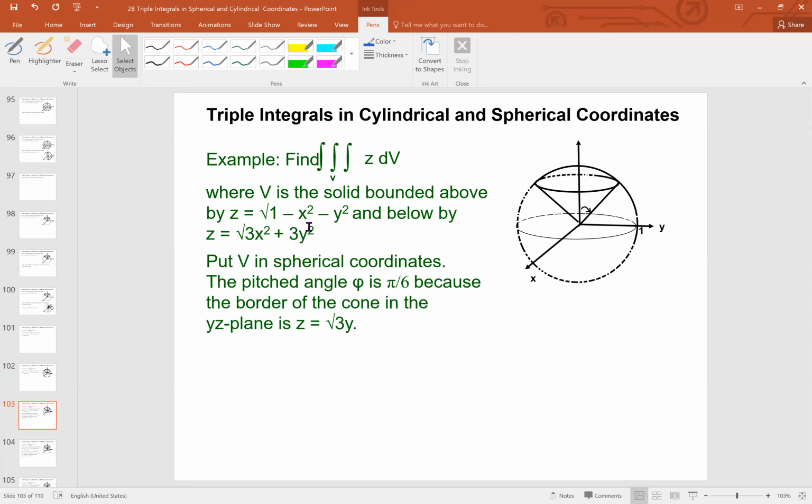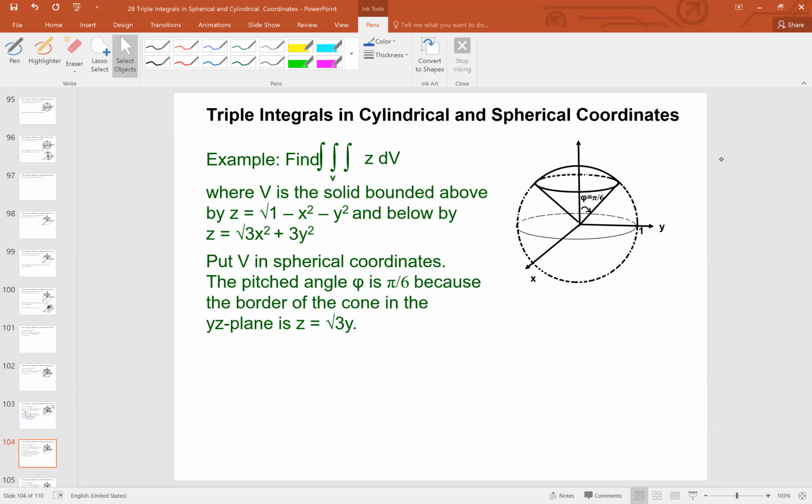In particular, I know what the pitch angle is, because I can solve for the slope of the line when I set x equal to 0. The equation of this line is z equals root 3 times y, so the slope is square root 3. Then you can say, oh, I know what the angle is. That's pi over 6. Just a little trick there.